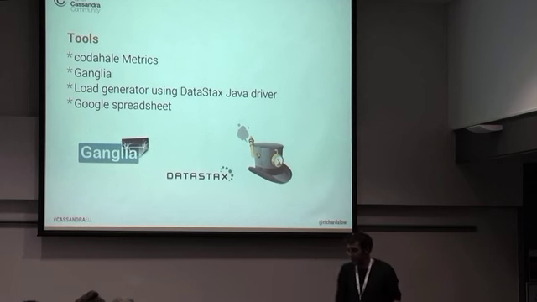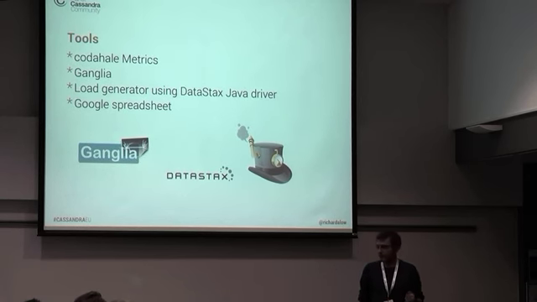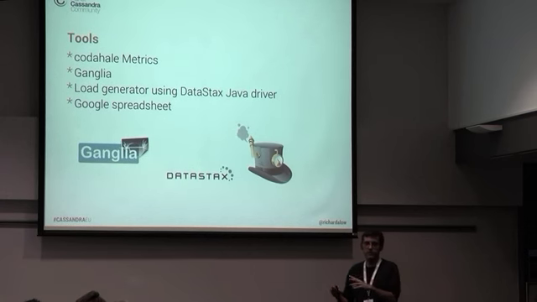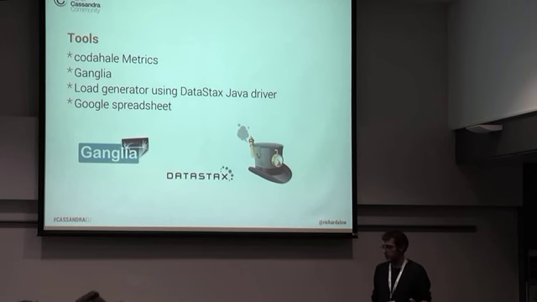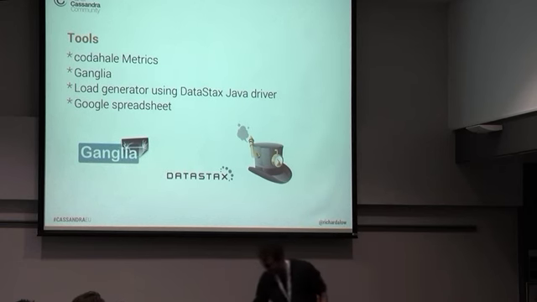A few tools in case you're interested. I used the metrics library from Coda Hale, and I think it originally came from Yammer. It's absolutely fantastic, really good for instrumenting your code to get some results. So a good tool to use. I used that to pipe the results through to Ganglia, so I could see what was going on as I was running the tests. I wrote some load generators using the DataStax Java driver. And Google Spreadsheet is a surprisingly useful tool, especially for looking at time series data. It's got this really nice visualization where you can zoom in on different times, which I didn't realize existed. So that's a good tool.